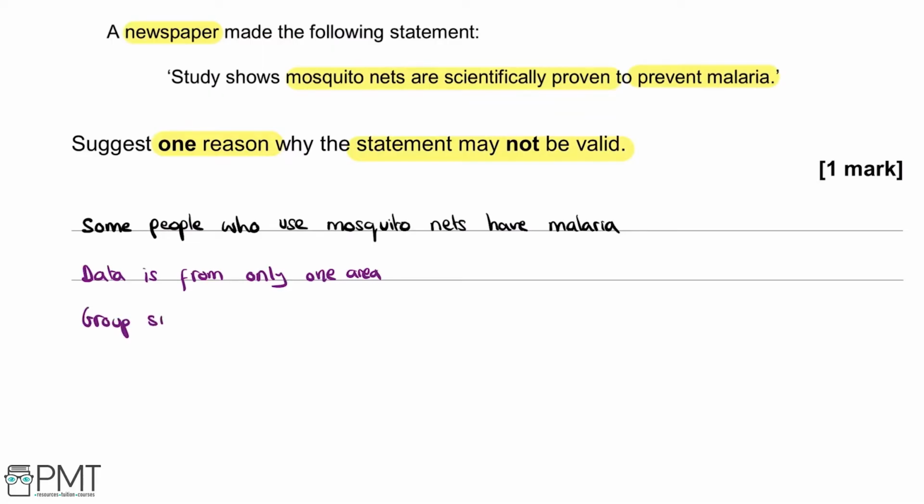Another thing you could say is that the group size is too small, and you perhaps don't have enough data to draw that conclusion. And lastly, you can argue that no other information about the people in the investigation is considered, so there could be other factors regarding whether you get malaria or not.